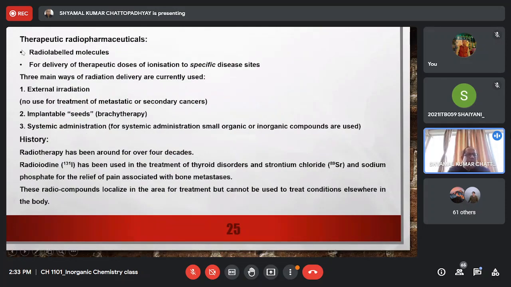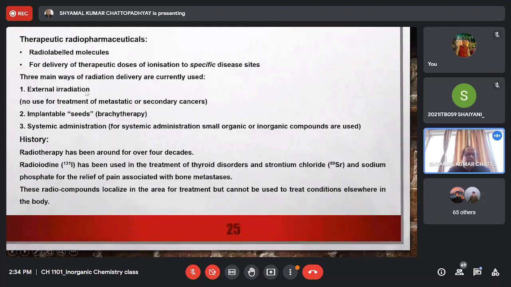Now, what do you mean by therapeutic radiopharmaceuticals? That means radiopharmaceuticals which can be used for medicinal purposes. Usually they are radio-labeled molecules. Remember, in most of the cases we do not use a simple radioactive metal ion or radioactive element, but normally a radioactive element is incorporated in a molecule, and that molecule is actually used for radiotherapy. There are exceptions, but in most cases, radio-labeled molecules are used, and they are used for delivery of therapeutic doses of ionization to specific disease sites.